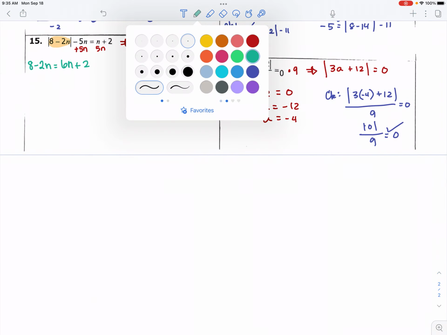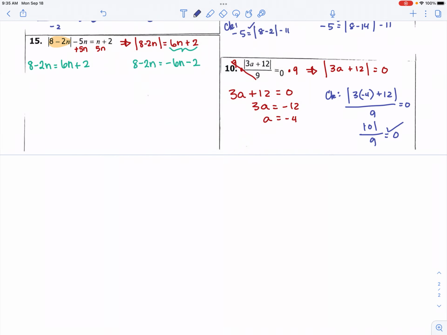All right, so then we solve just like before. So here I'm going to add 2n to the other side. So we're left with 8 equals 8n plus 2. And then we're going to subtract 2 to the other side. We get 6 equals 8n. Divide both sides by 8. Reduce that fraction. We get 3/4 equals n.